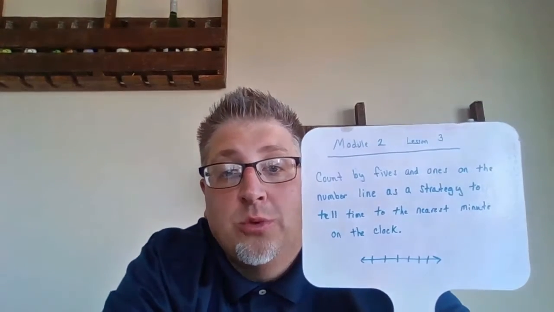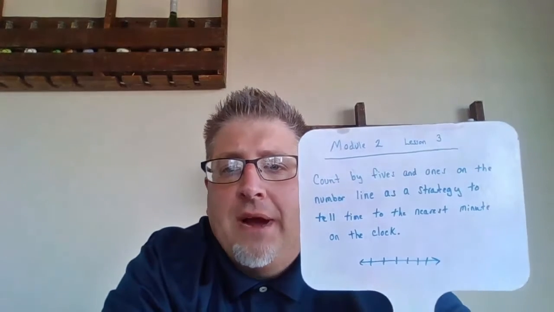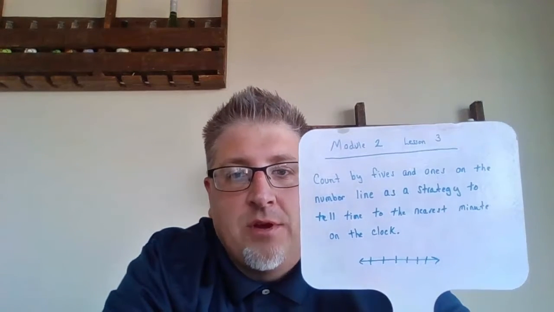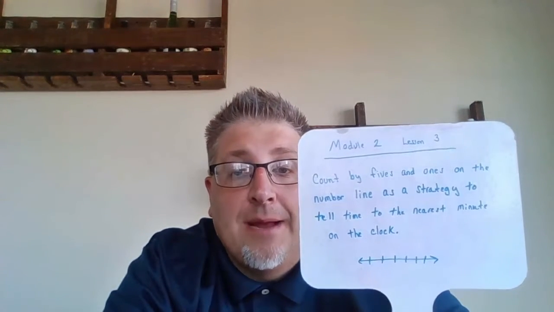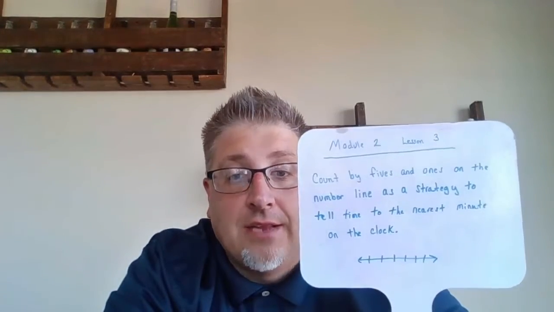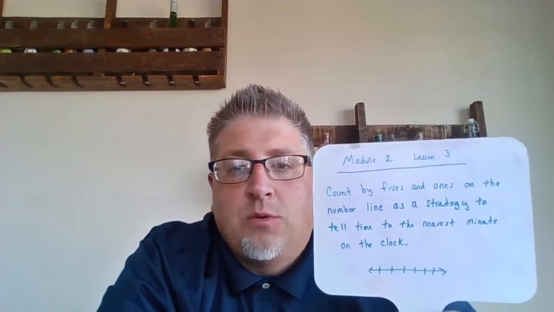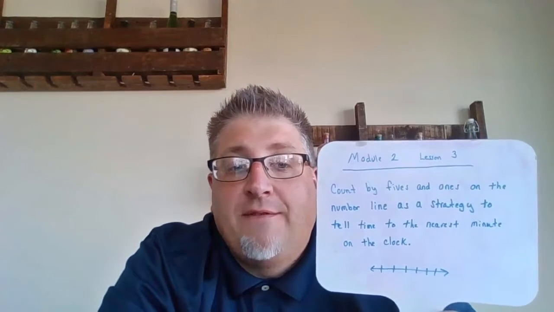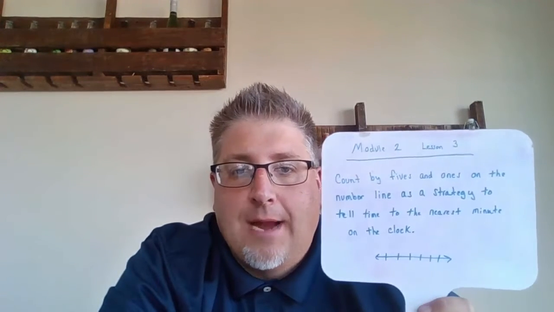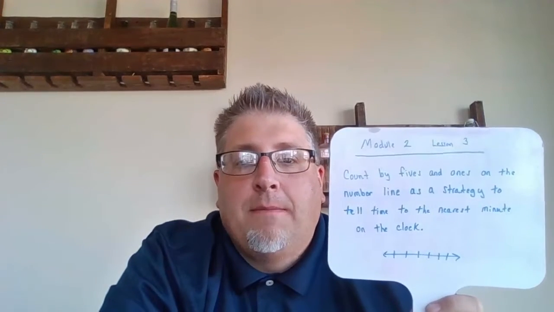Today we are looking at Module 2, Lesson 3. Count by fives and ones on the number line as a strategy to tell time to the nearest minute on the clock. Okay? This is piggybacking off of yesterday's lesson. Yesterday's lesson we skip counted by 5 on the number line to help us tell time. So today we're going to apply that same technique.